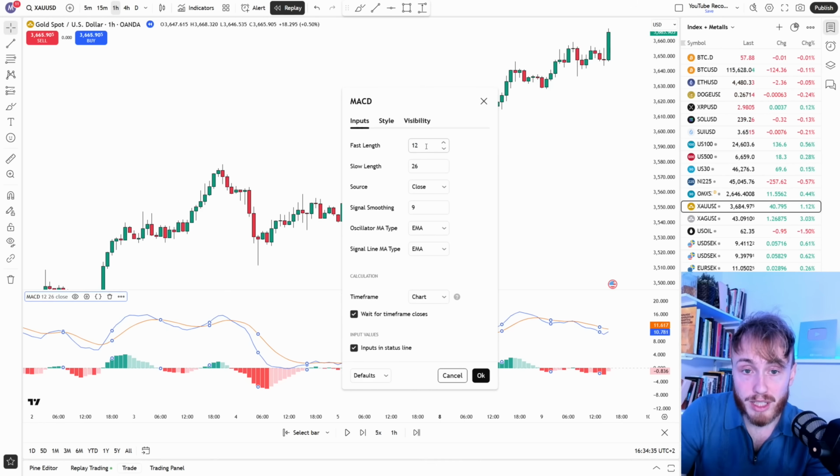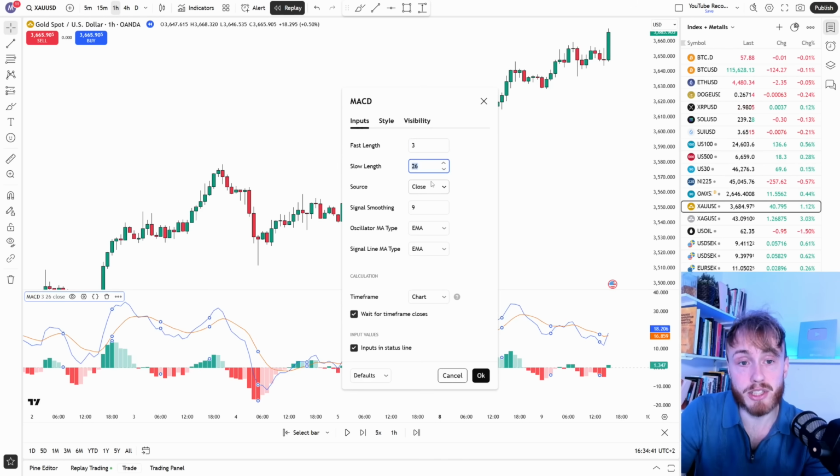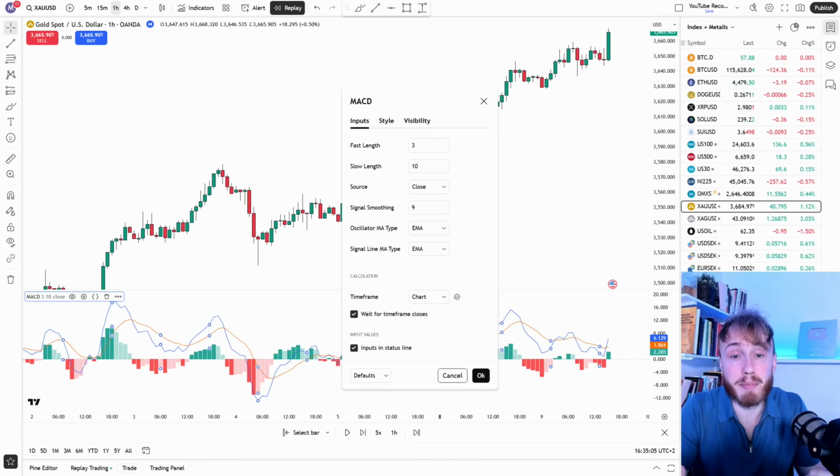And what I'm gonna do here is that I'm gonna make the fast length much faster. So I'm gonna change it down to 3, and I'm gonna change the slow length down to 10. This will make the MACD much more sensitive to price movement, and that is especially good for short-term trading. Right now we are on the 1 hour time frame, but you can use these settings if you are day trading as well, and it can actually be useful in the longer term too.